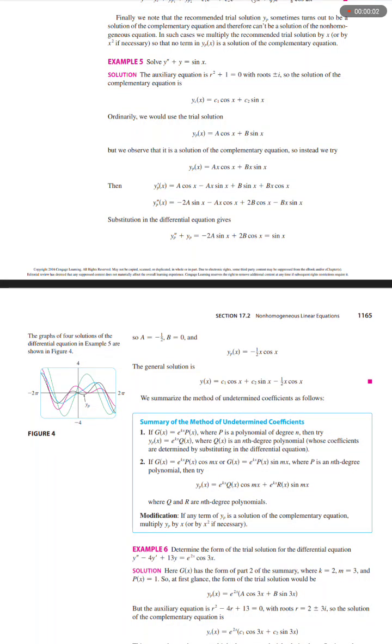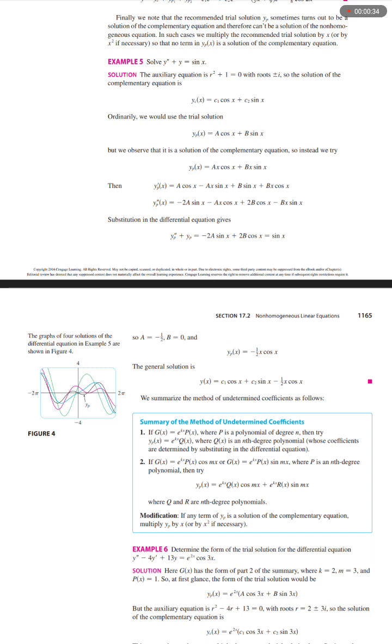Example 5, solve y'' + y = sin x. Solution: the auxiliary equation is r² + 1 = 0 with roots ±i. So the solution of the complementary equation is y_c(x) = c₁ cos x + c₂ sin x.